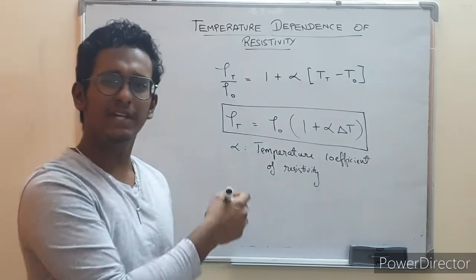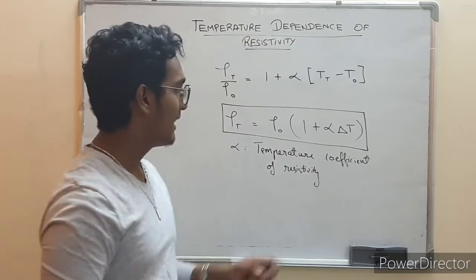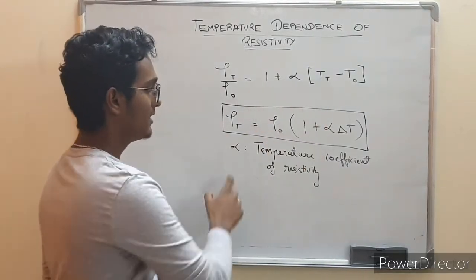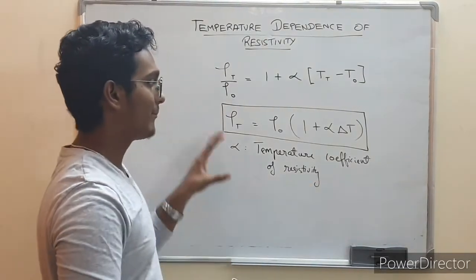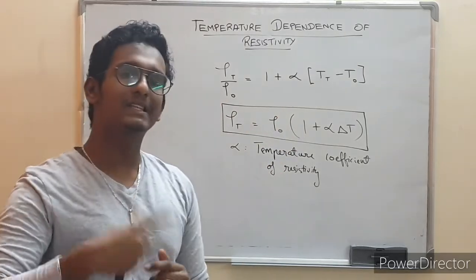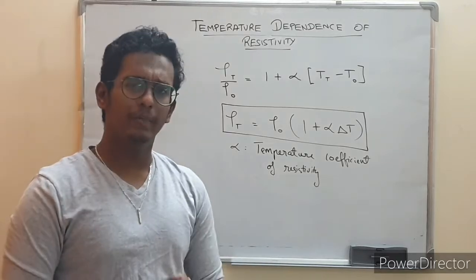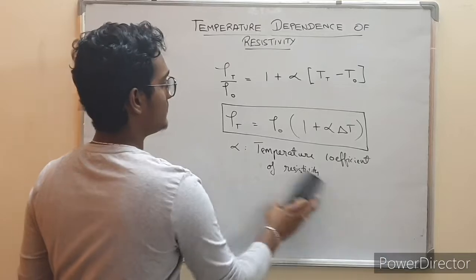If you notice, this is very similar to what you learned about the expansion of metals, where there was a linear expansion coefficient. It's very similar in format. This is the temperature coefficient of resistivity. Now this is the only mathematical equation you have to know. But now let's see how changing the temperature will affect resistivity in three different material types. You can note this down if you want.